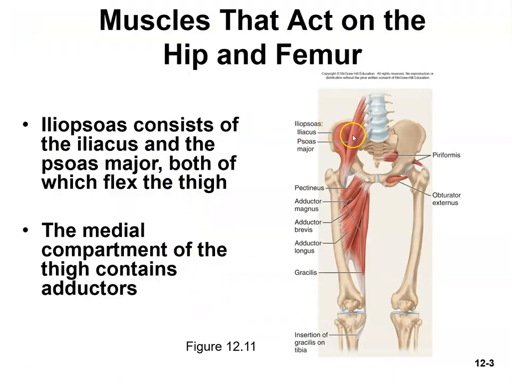The iliopsoas, which is right here, consists of the iliacus muscle and the psoas major, both of which flex the thigh. Okay. The medial compartment of the thigh contains the adductors, so you've got the adductor magnus, adductor brevis, adductor longus, and the gracilis.